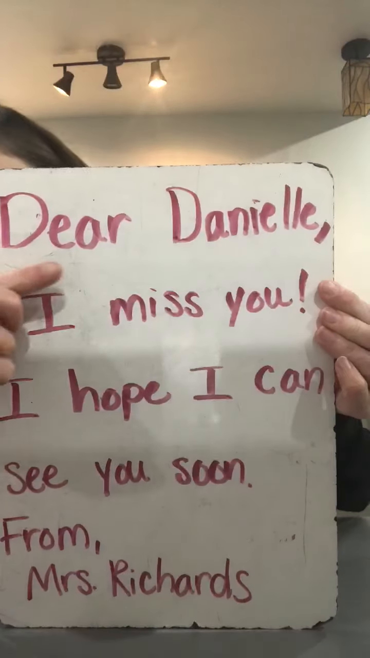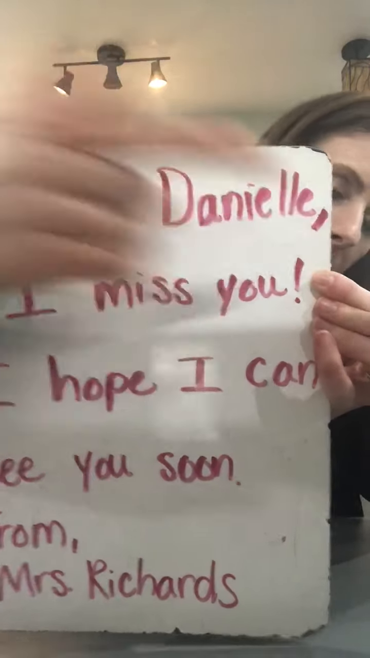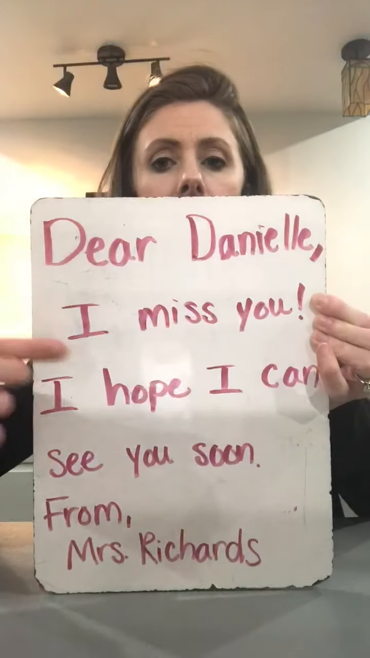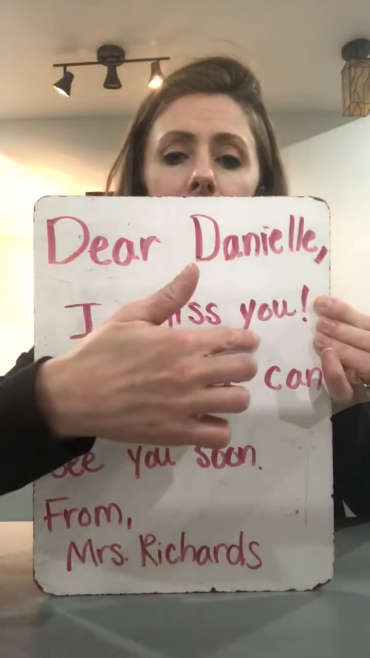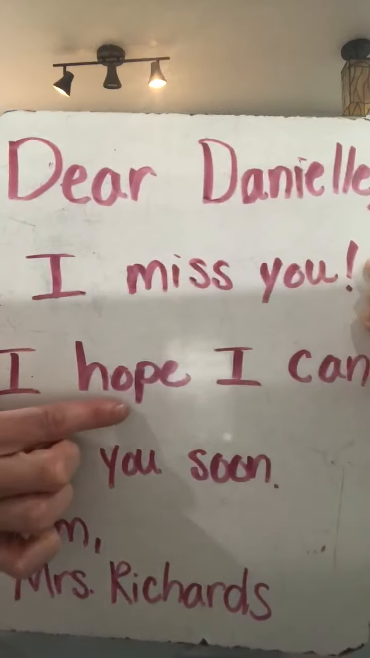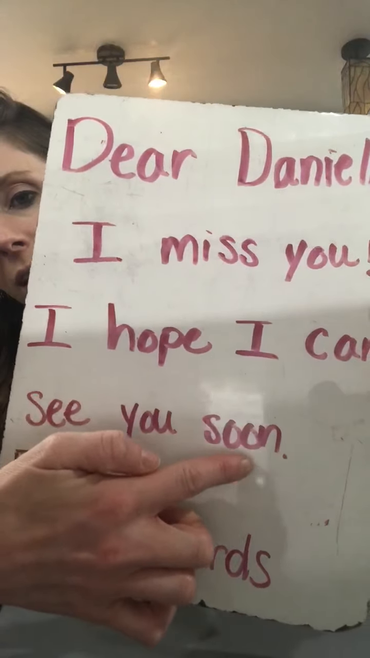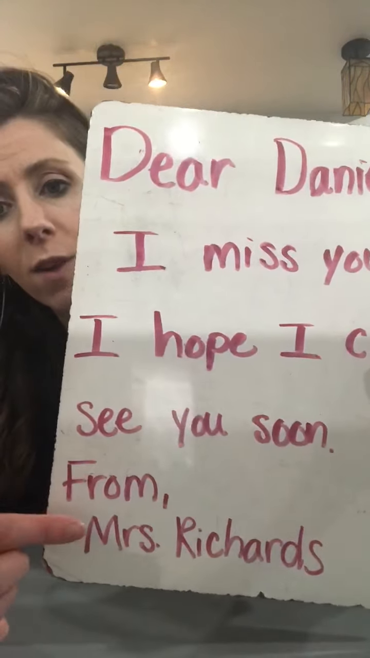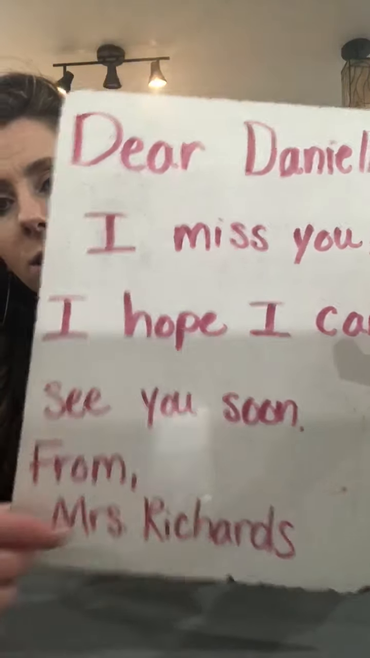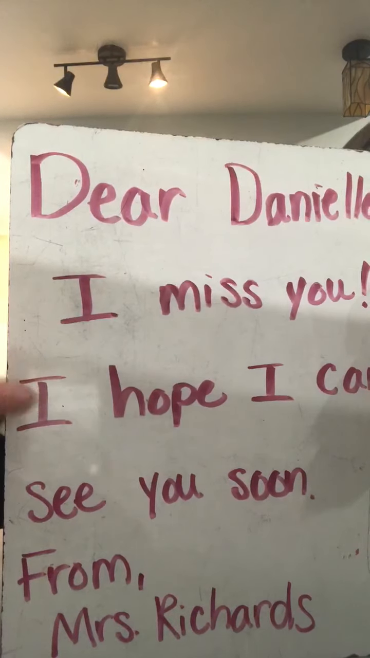When we start letters, we start with the word dear. Dear, and then we put the name of our friend, and then we put a little comma because we're taking a break. Dear Danielle, and then I wrote her a sentence. It says, I miss you, and I really do, so I put an exclamation mark. I hope I can see you soon, and I put a period to end that sentence. From, you put a comma after the word from. Mrs. Richards.